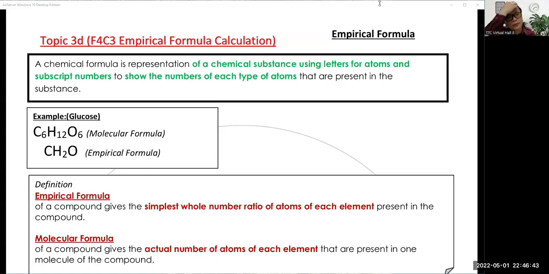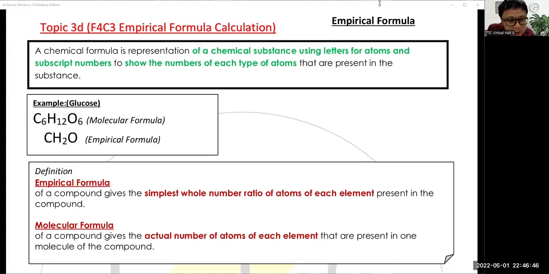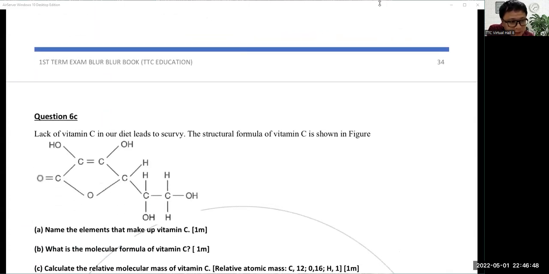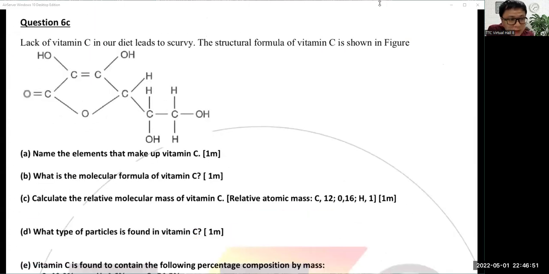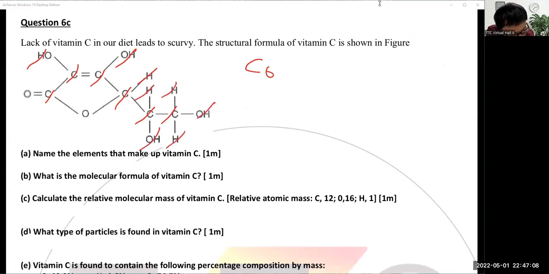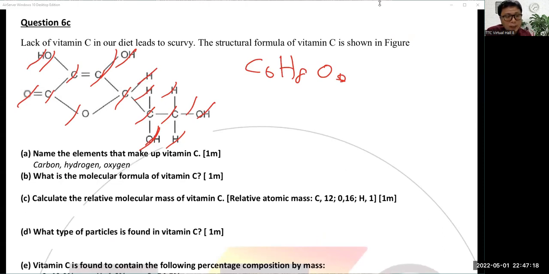Now we'll go into the revision for the empirical formula calculations. So we look at this example. These are similar to the previous topics where you have to calculate the number of carbon, hydrogen, and oxygen. So we have 1, 2, 3, 4, 5, 6 carbon. Then hydrogen, we have 1, 2, 3, 4, 5, 6, 7, 8. Then we have 1, 2, 3, 4, 5, 6 oxygen. Okay, so the elements that form it will be carbon, hydrogen, and oxygen.